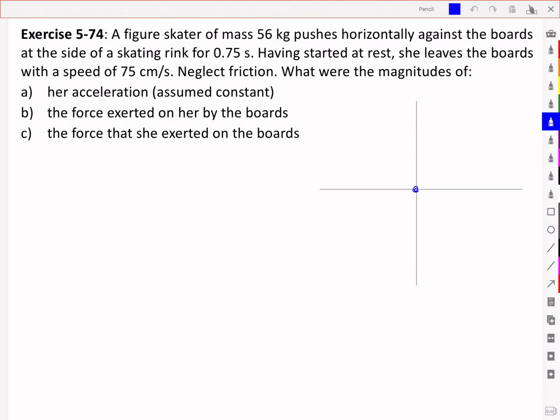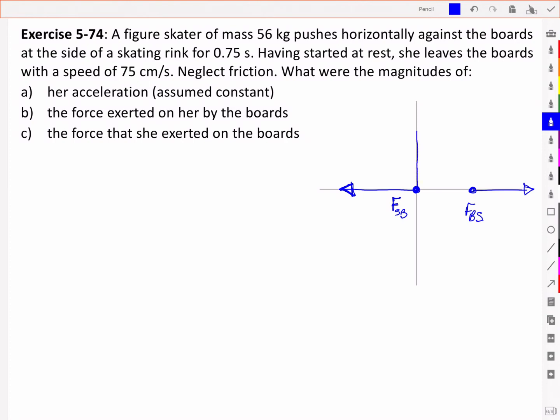If we look at the free body diagram for the skater, there's a force exerted in one direction for her. This is the force exerted on the skater by the boards. Well, she exerts a force equal and opposite on the boards by the skater. And so the force on the skater, there's only a single force here, the force of her pushing back against the board, because we're told we can neglect friction. That's the only force in the x direction, I should say.